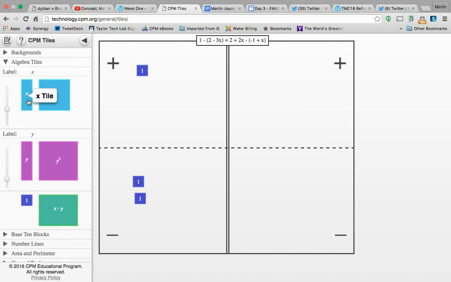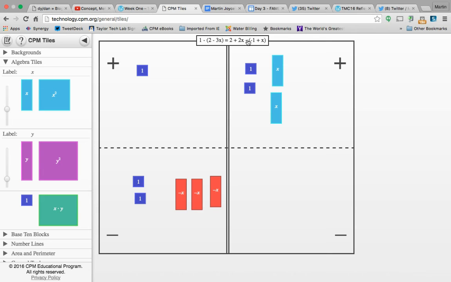So let's do it, minus 3x. So this right here would be plus 3x, but we want minus 3x, so just click it. And then we're on to our next one, 2 plus 2x. There's 2. 2x. Minus the quantity of negative 1 plus x. So once again, whatever is in the parentheses, I'm going to put in the negative region. So that's a negative 1 and a positive x.